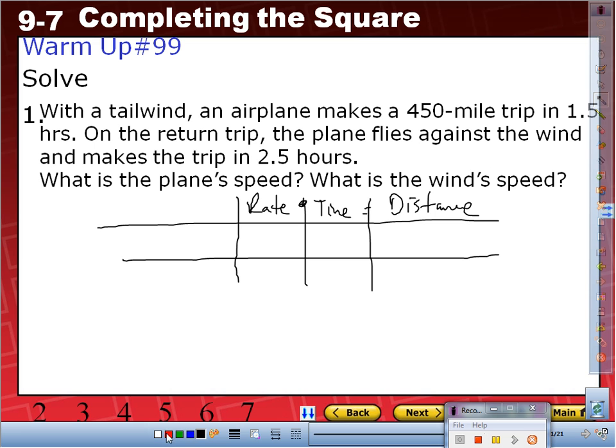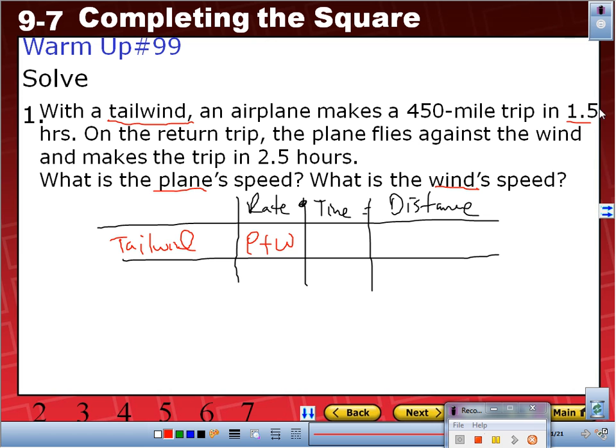Okay, so the first part is the tailwind. So the tailwind goes here, and the rate, we're talking about 2 different rates, the plane and the wind. When the tailwind helps increase our rate, is that correct? That's why this is P plus W. It increases the rate. The time it took for that trip was 1.5 hours, and the distance was 450 miles.